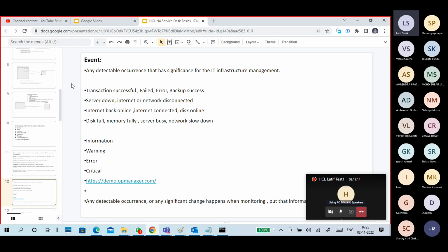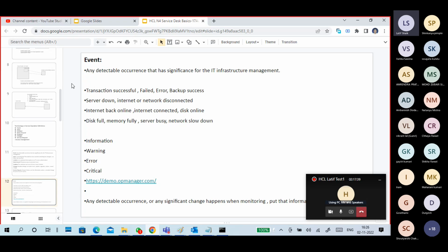So when you are observing and monitoring, obviously we know when any changes occur. That will be logged into a system. We can go and see what happened last time. That is logged into a system. So these events are of information, warning, and error types.